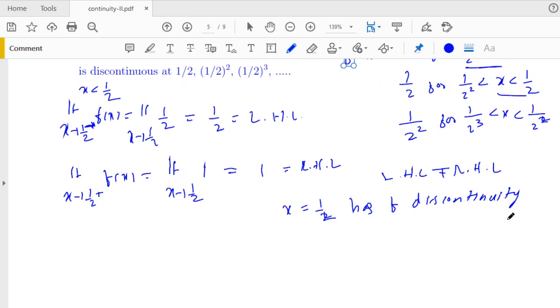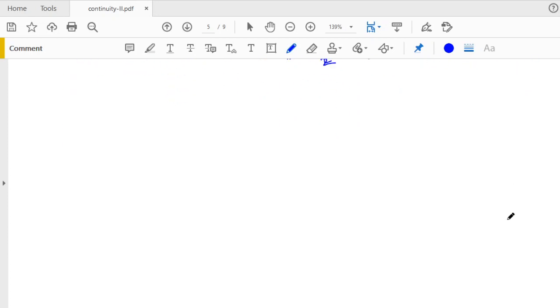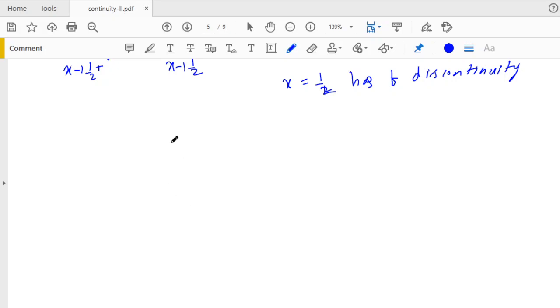Similarly, we can check at x = 1/2^n. Therefore, the limit as x goes to 1/2^n minus of f(x) equals the limit as x goes to 1/2^n, where f(x) can be taken as 1/2^n. This equals 1/2^n.